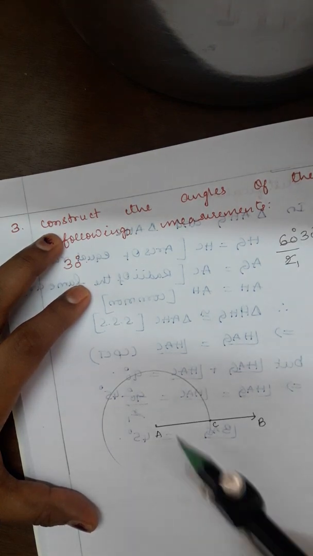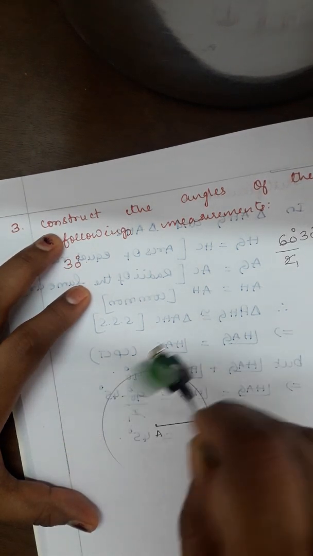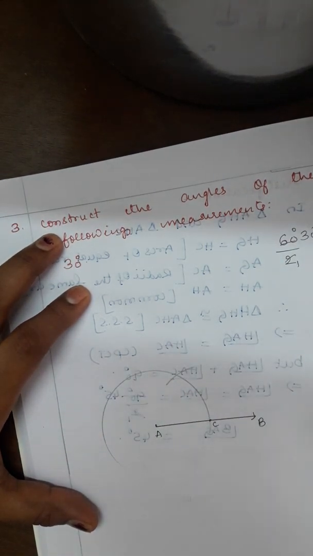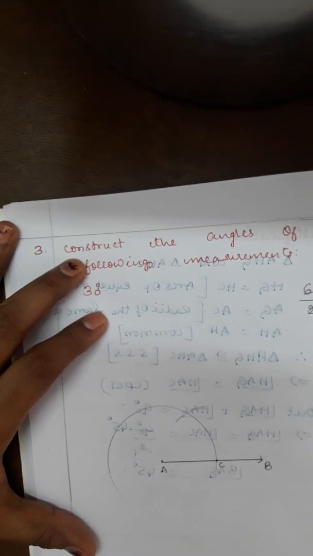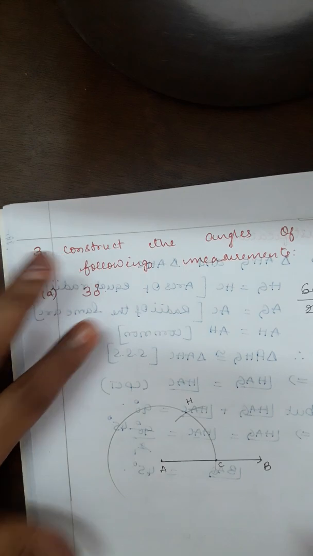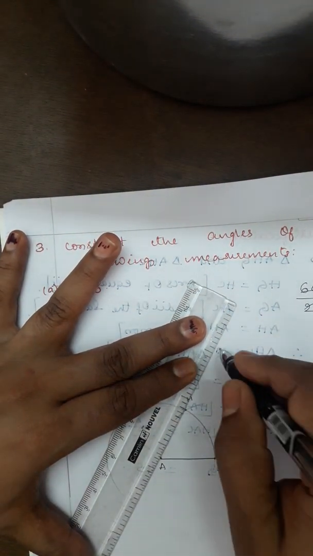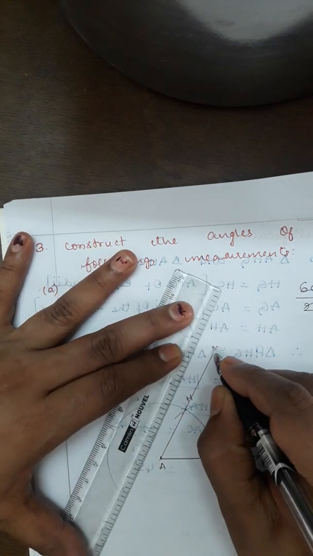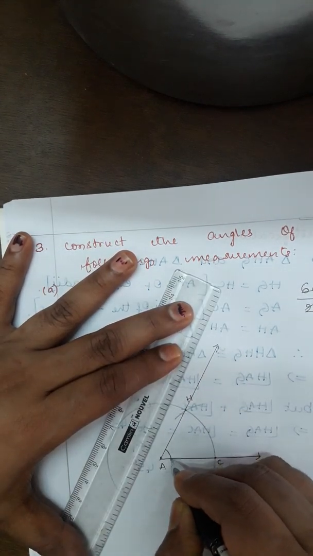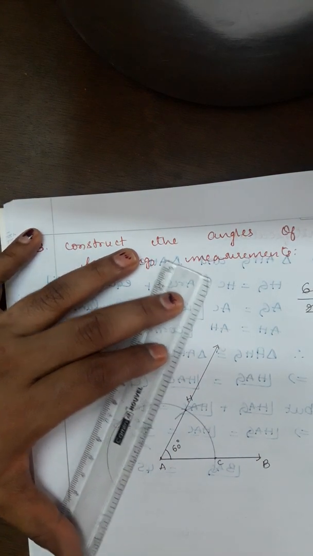Now with C as center, with the same radius, go for cutting one more arc. Call this arc point H. Now join AH. This gives you an angle of 60 degree.